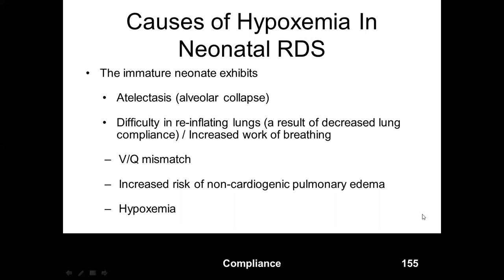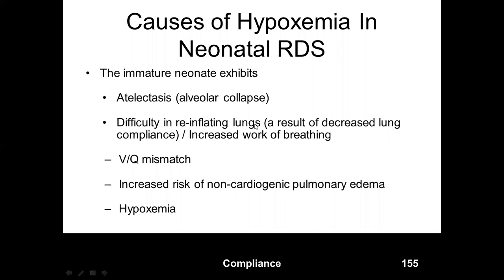If they are not well matured, it means you are not going to have adequate levels of pulmonary surfactant. Remember, surfactant is supposed to reduce surface tension. So if you don't have good levels of pulmonary surfactant, it means there will be high surface tension in the lungs. If you have high surface tension in the lungs, the first thing is that you are going to have alveolar collapse. That is called atelectasis. Two, it will be difficult to reinflate the lungs during inspiration.